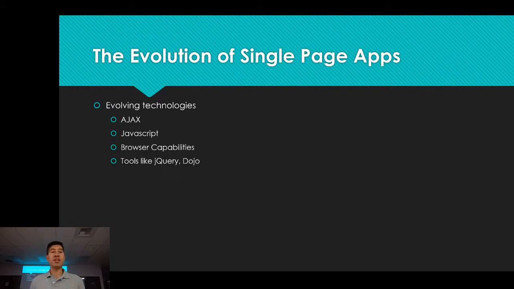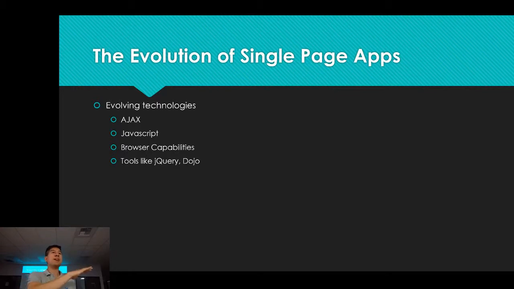You had things like AJAX, which are asynchronous JavaScript requests. You also had JavaScript develop more capabilities, and the browser allowed developers to take advantage of even more stuff than before. Furthermore, you also had tools like jQuery and Dojo. So the evolution happened like this.